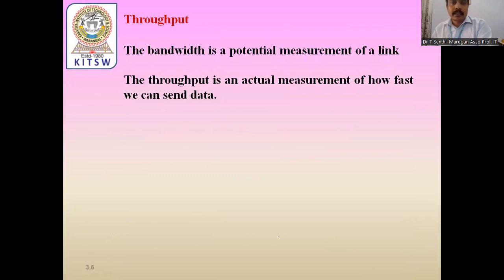Next one, throughput. What is throughput? The bandwidth is the potential measurement of the link. The throughput is an actual measurement of how fast we can send the data. That means in a particular time, how much data we transmit from source to destination. That is throughput.